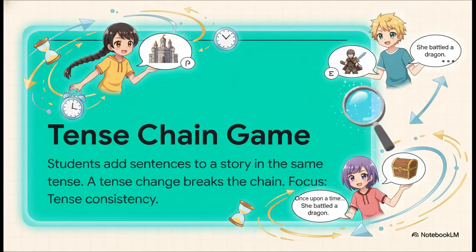Okay, next is the tense chain game. This one is all about working together and staying consistent. One student starts a story in, let's say, the past tense. The next student has to add a sentence, but they have to keep it in the past tense. If they switch, the chain is broken. It's a fantastic way to practice tense agreement on the fly and really build a strong sense of narrative flow.